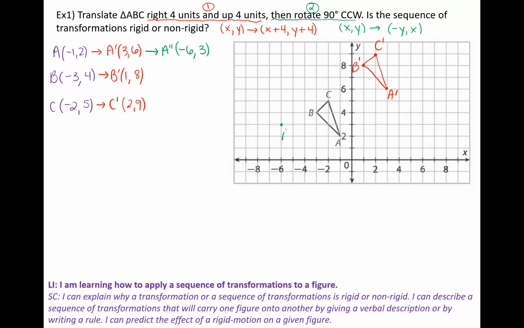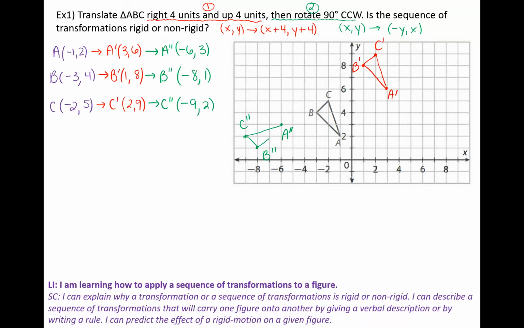That is my A prime, double prime, excuse me. So I get two apostrophes there. And then I'm going to do my B double prime, and I do the same thing. So negative Y, and then my X. So -8, 1. There's B double prime. And then finally, my last one, C double prime, again, negative the Y value, and then the X. C double prime is at -9, 2, which will put me right there. There's C double prime, and then, of course, connect the dots.